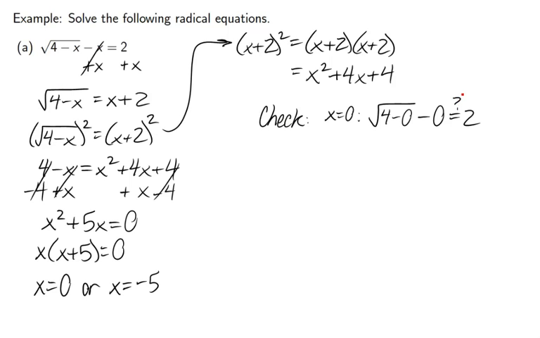So I want to know if this equation is true. Well, 4 minus 0 is 4. Minus 0 doesn't do anything. So is this equation true? Definitely. Let's try x equals negative 5.